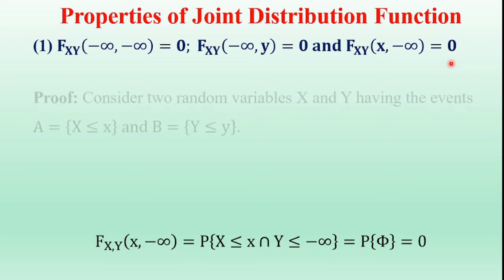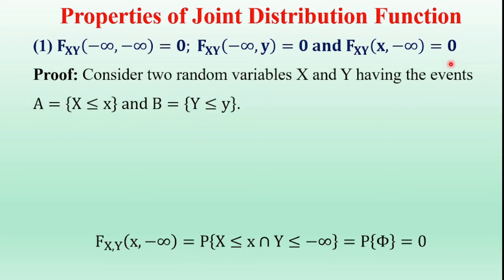The explanation of this property is, let us consider two random variables capital X and capital Y, having two events. Event A is defined as X less than or equal to x, and event B is defined as Y less than or equal to y. Since, according to the conditions of the random variables, the probability of X equal to minus infinity and the probability of Y equal to minus infinity is 0.